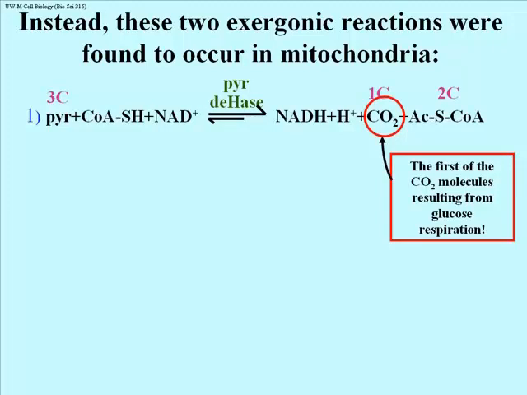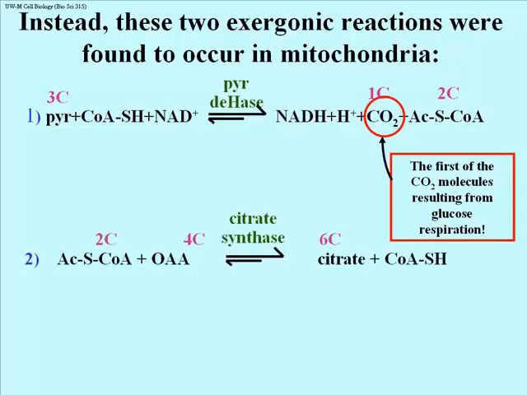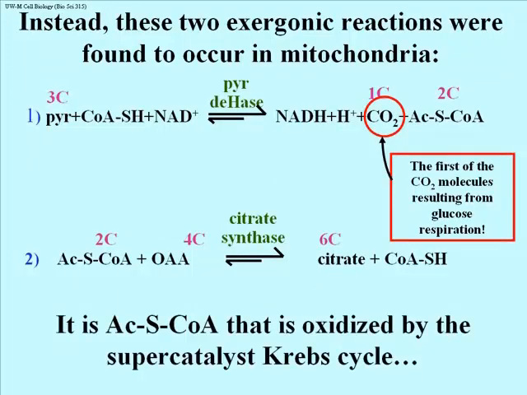The other reaction is a second one, taking one of the products of the first reaction, acetyl S-coenzyme A, and linking it with oxaloacetate, OAA, to make the first component of the citric acid cycle, namely citric acid. It is in fact acetyl S-coenzyme A, then, that is oxidized by the supercatalyst Krebs cycle. And the enzyme that does it is citrate synthase, shown here. So no mystery anymore. There is an enzyme that links the oxidation of an organic acid to the Krebs cycle, but the organic acid that's actually being oxidized is not pyruvate, but acetyl coenzyme A, or acetate.